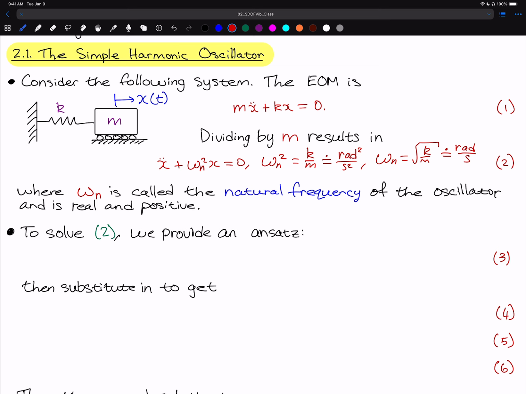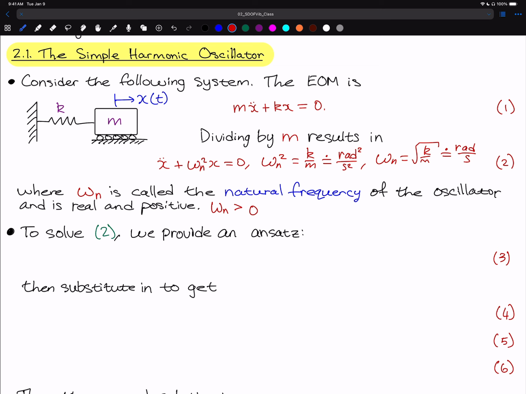So omega n is called the natural frequency of the oscillator, and it is real and positive. To be clear, omega n here is greater than or equal to 0, where we're assuming 0 is a positive number. Now, if omega n is equal to 0, this implies that there is no spring or the spring stiffness is 0, and in that case we won't have any oscillation. So really we're going to assume here that omega n is greater than 0. When we deal with multi-degree of freedom systems, we'll see cases where a natural frequency can be equal to 0, but in single degree of freedom we're not going to cover that case.